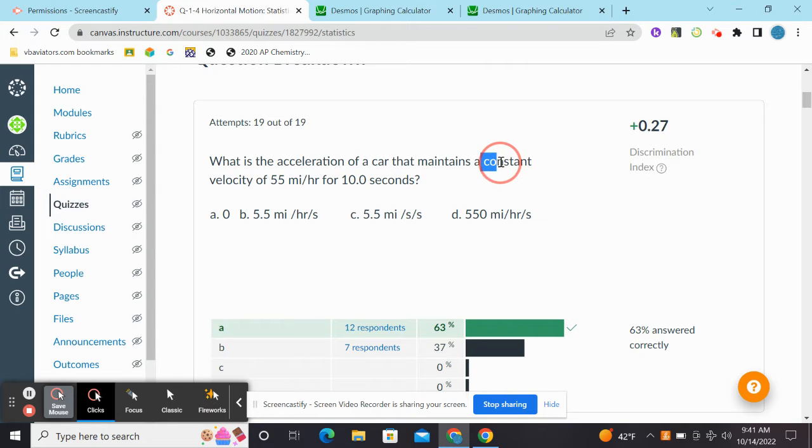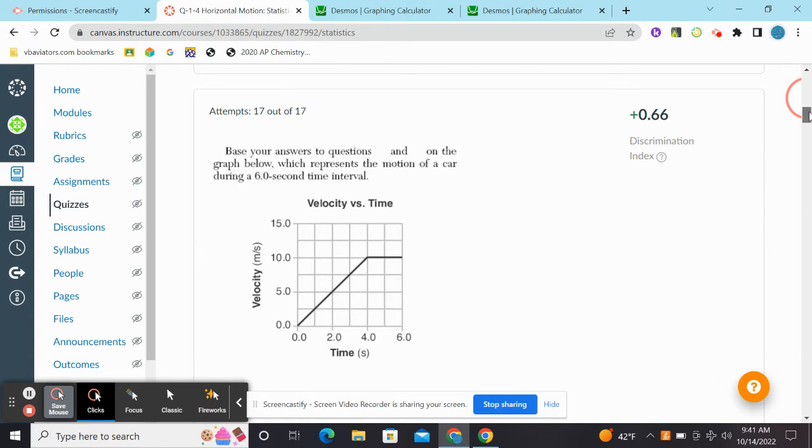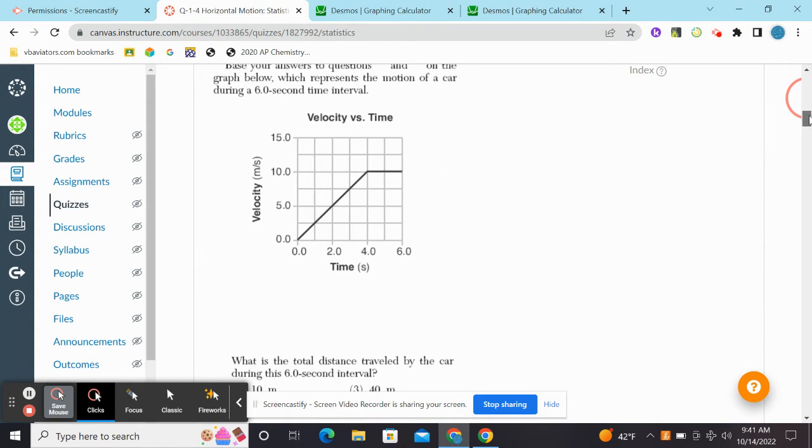But if you read carefully here, it says constant velocity. So it's kind of a trick question. If constant velocity, your acceleration is actually 0. So 63% on that first one. So just remember, if it's constant velocity, there's no acceleration.